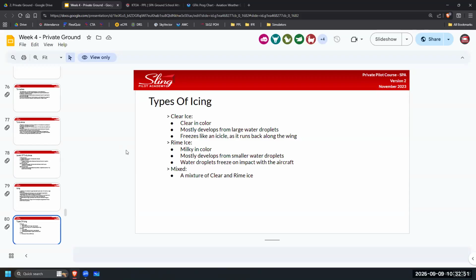So rime versus clear ice, and then there's just mixed where it's a mix of both. You're getting both developments of sheets of longer clear ice and rime ice that develops freezing on impact. Okay? Does this make sense for clear and rime? Why clear is the most dangerous? Good.